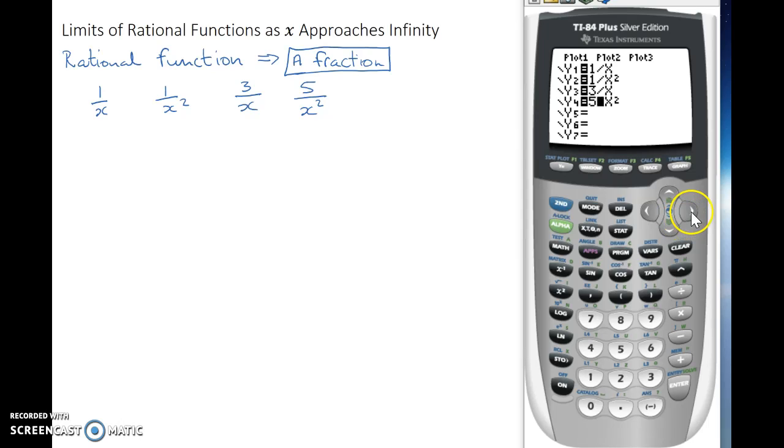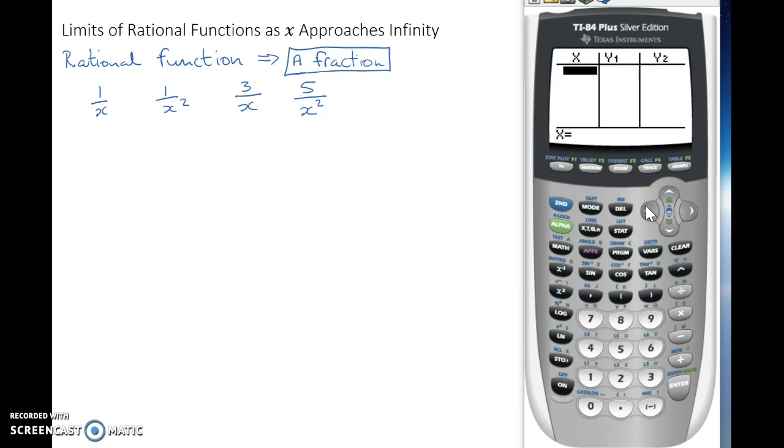Okay, now we've done this before. We're going to set up our table. So second and table setup. We want to make sure that the independent variable is set to ask. That's the only thing that matters. When we have the independent variable set to ask, the table start and delta table entries don't matter. So now let's go to the table. Second and table will bring us to the table. Remember, y1 is 1 over x, y2 is 1 over x squared, y3, which we'll scroll over to in a second, is 3 over x, and y4 is going to be 5 over x squared.